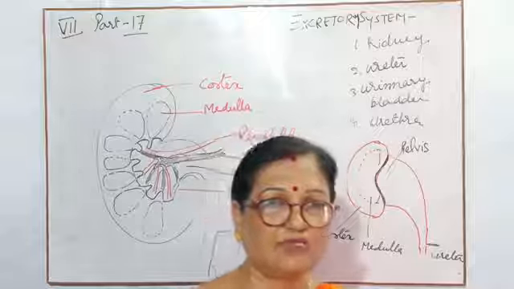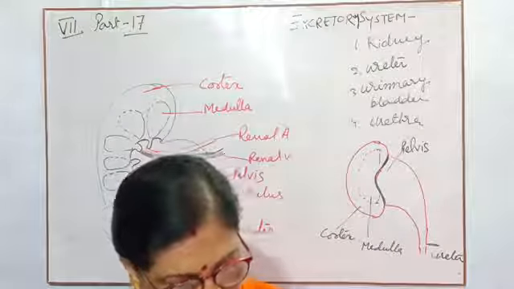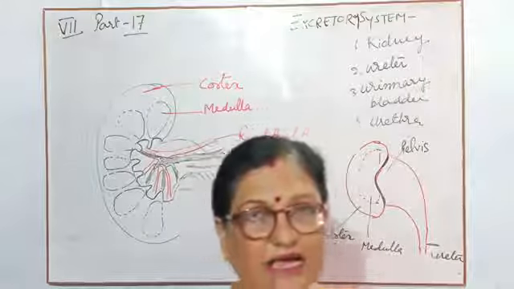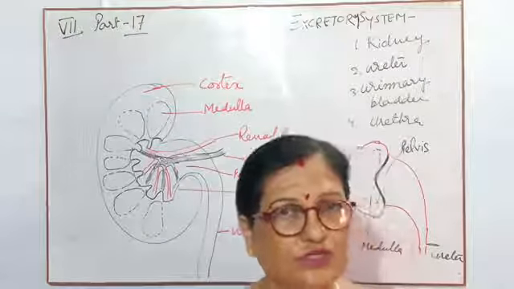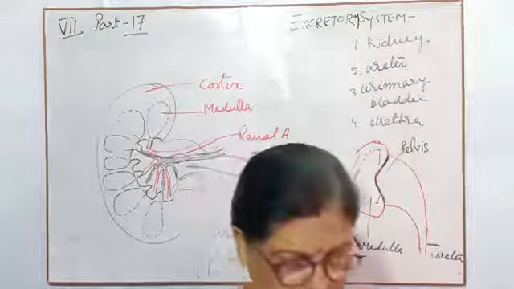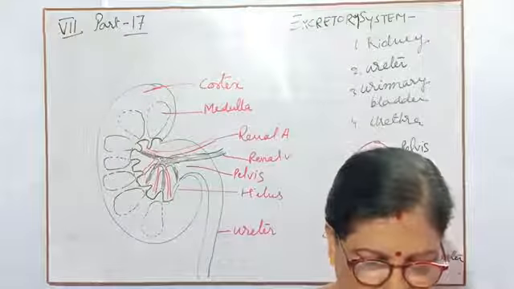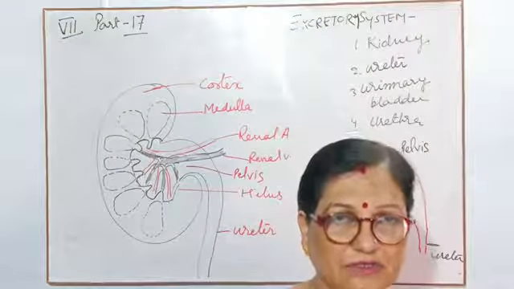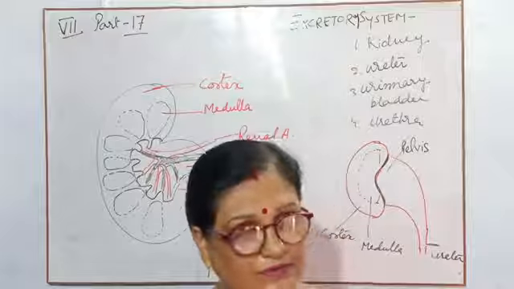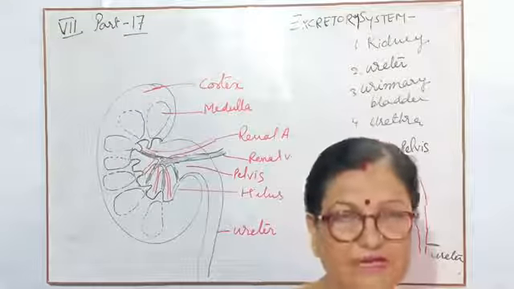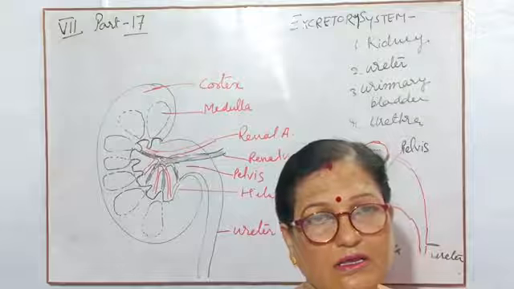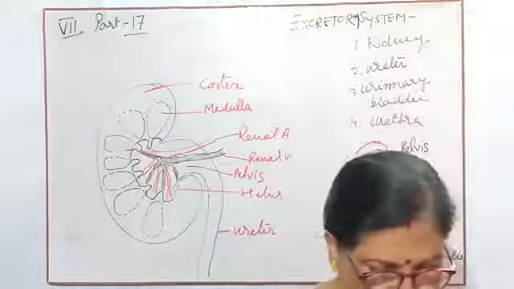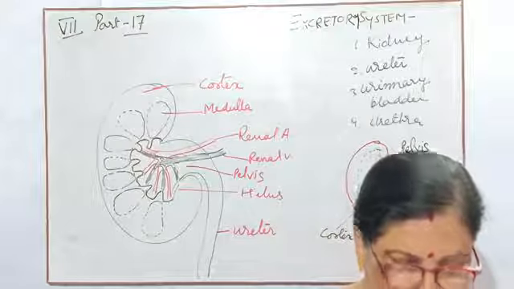Now, the cortex has a dotted appearance. Maybe it is not in your book, but I want to tell you, the cortex has a dotted appearance due to the presence of Malpighian capsules. Then from the cortex, the urine is filtered out and comes to the medulla. Then from the medulla, it will come to the ureter. I will explain it afterwards. They also help the kidney in filtration.